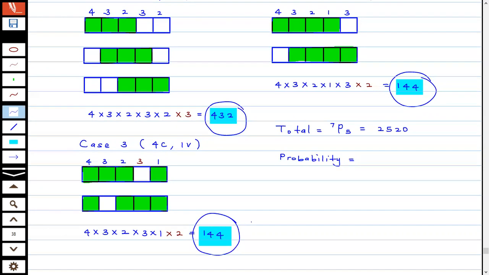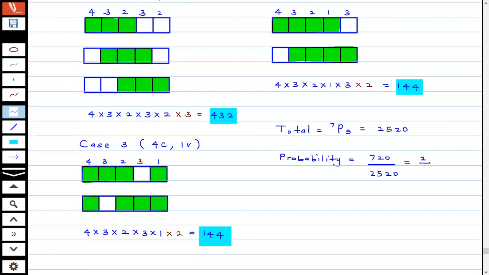432 plus 144 plus 144, I get 720. The total of all this is 720. Understand? So my 720 divided by the total, because you know your formula of probability, divide by the total. Total is 2520. So 720 over 2520, you're going to get 2 over 7. This is your answer for the probability. 2 over 7. This is your final answer, class. So I showed you the full solution.